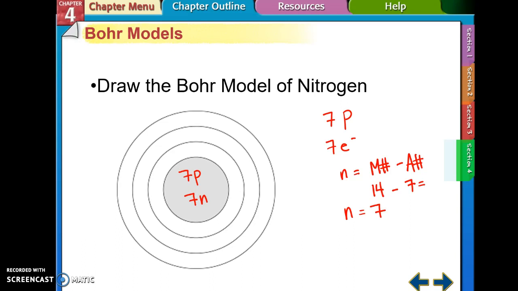And then I've still got to draw my 7 electrons. Well, all of them can't go on that first ring because I can only have 2 there. So I'm going to put 1, 2, and now I've got 5 electrons that still need a home. Well, that second energy level can hold up to 8. Since I've only got 5, I'm going to start by going 1, 2, 3, 4, 5. If you noticed, I went the whole way around the circle and then went back and paired them up. That's kind of how I'd like you to do that, starting on the second ring.